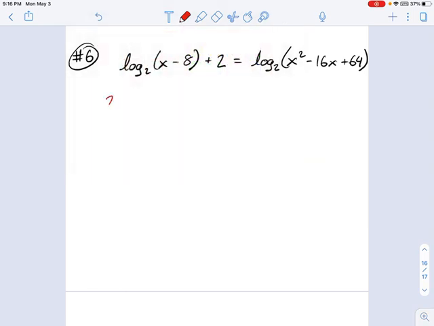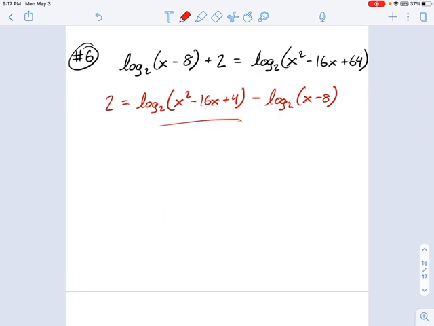I'm going to leave the number 2 on the left. And on the right, I'm going to say log base 2 of, and you take this whole big polynomial thing, x squared minus 16x plus 64 minus log base 2 of x minus 8. And you may be looking at this like, okay, fine, but what are we going to do with that x squared minus 16x plus 64 thing? It's really not so bad.